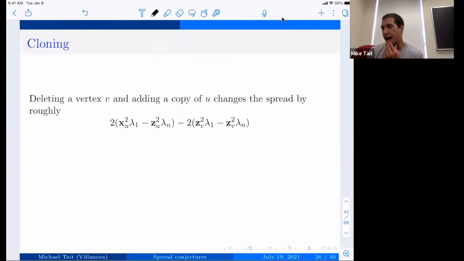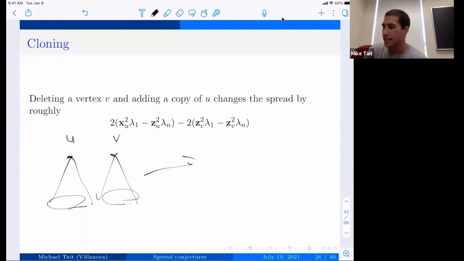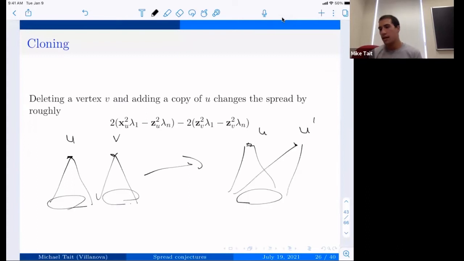And so if I delete a vertex v and add a copy of the vertex u, so I have this u and v, and they maybe have distinct neighborhoods, right? What I'm saying is I'm going to delete this and add just another copy of u, something like this. Then I'm adding another copy of u, so I'm contributing to the spread by this extra amount, but I'm deleting this vertex v, so I'm losing out on my contribution from v. And so this is roughly how the spread is going to change.